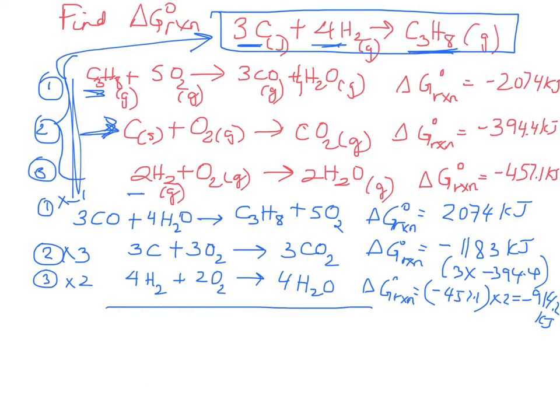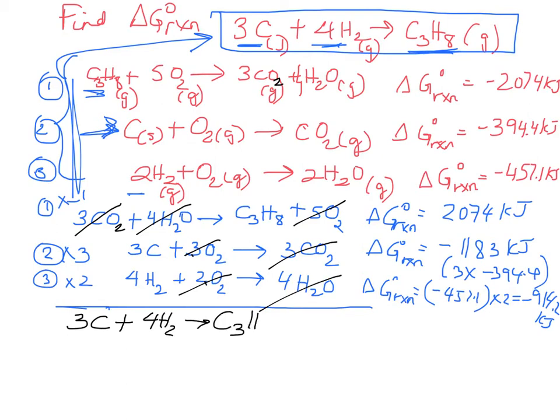the new manipulated equations. And when you add, hopefully you can see that the CO2 on the left side is going to cancel off with the CO2. The 4H2O will cancel off with the 4H2O. The 5 oxygens, 3 plus 2, 5 oxygens will cancel. So you are seeing 3 carbons plus 4 hydrogens giving you C3H8.